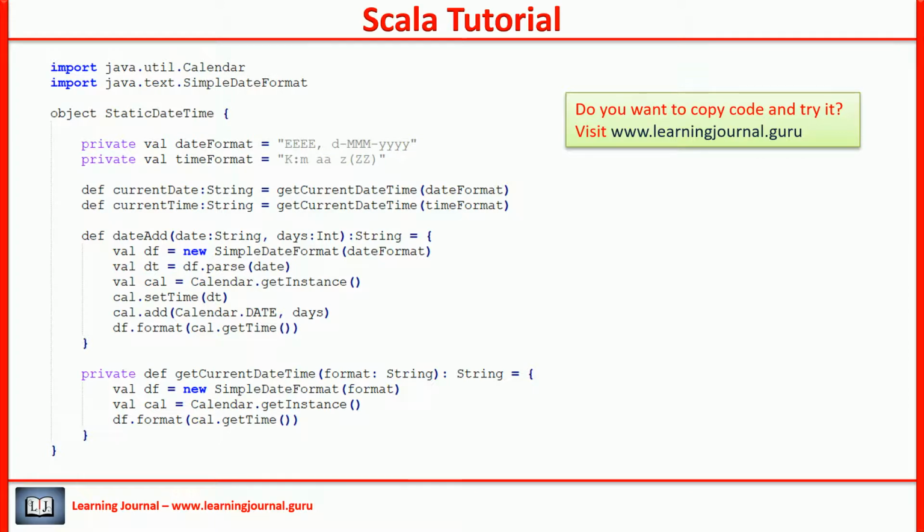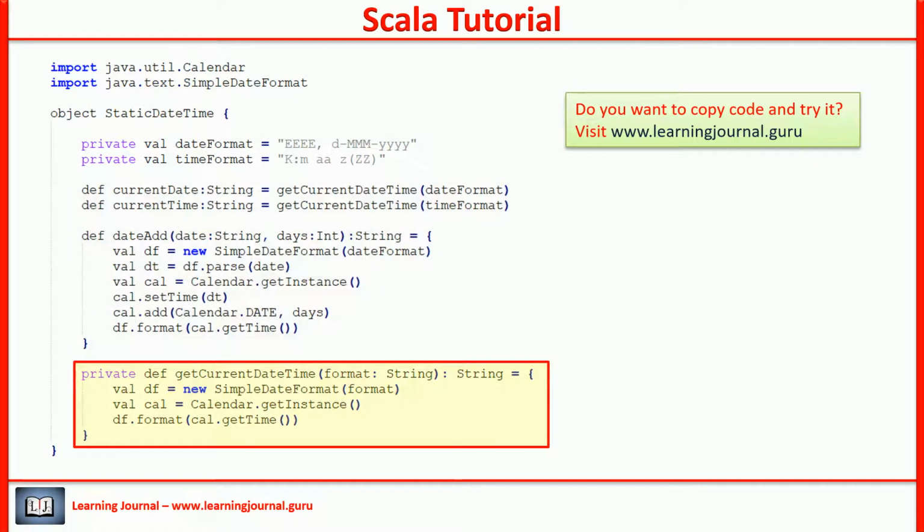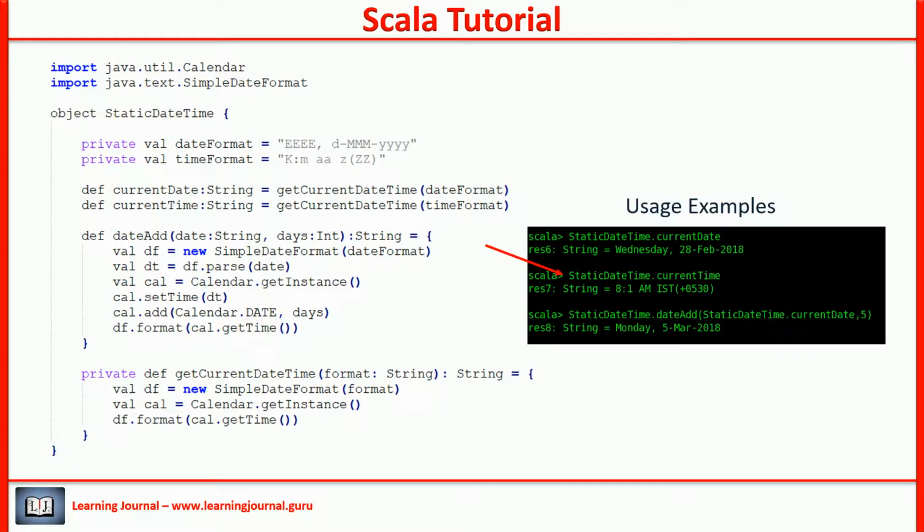If you look at the code carefully, it appears to be a class definition. The only difference is the object keyword instead of a class keyword. The rest of the code is the same as a class definition. We have two private properties, then we have three public methods. We have one private method as well, but this is not a class. It's already an object. You don't need to instantiate it using a new keyword. You can directly use it just like a static member in your Java application.